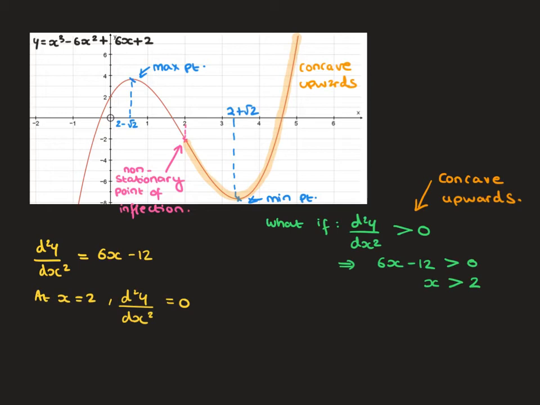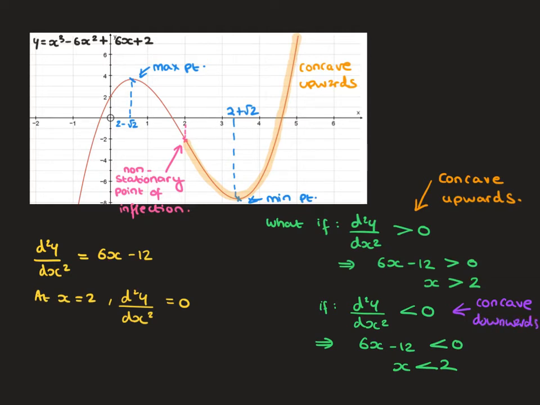Now, what if we investigate where d2y by dx squared is less than 0? Well, this gives me 6x minus 12 is less than 0, and x is less than 2. So on the other side of my non-stationary point of inflection. And what do we know about the second derivative being less than 0? At portions of the curve where this is true, we say the curve is concave downwards. And I'm going to highlight this in purple.